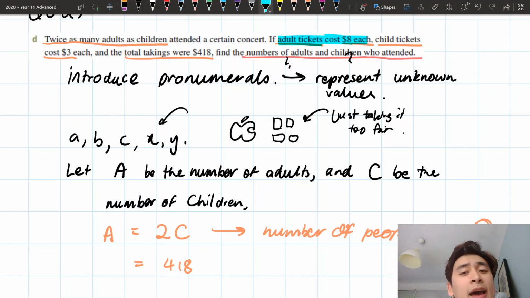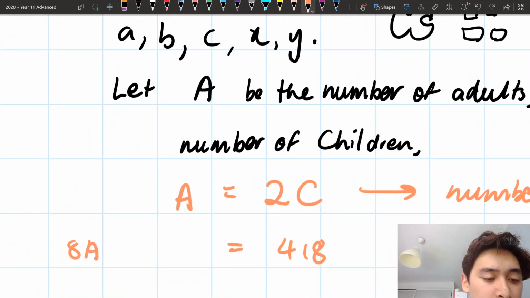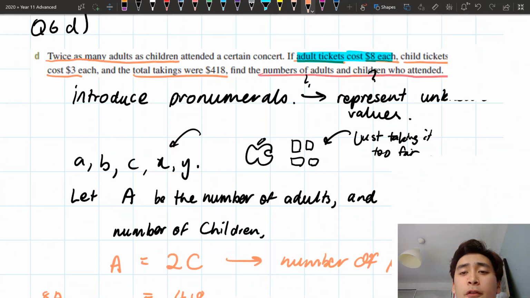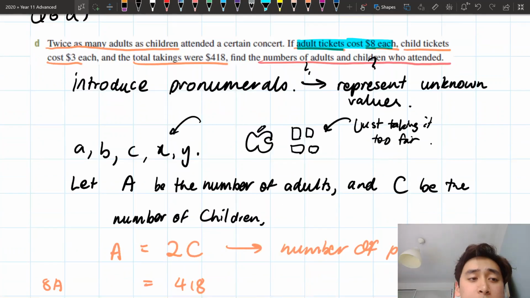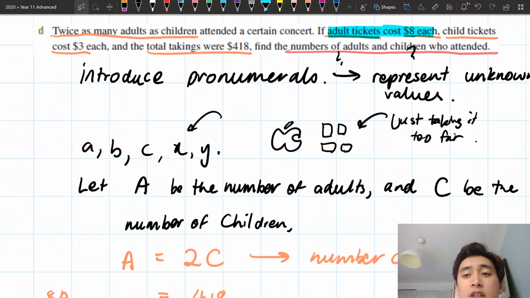So if I want to write the adult tickets section, I go, okay, cool. I know that for every adult, it costs $8. So I'm going to write it as 8 times A, because for every adult, it costs $8. So for this first part, I'm going to have 8 times A.